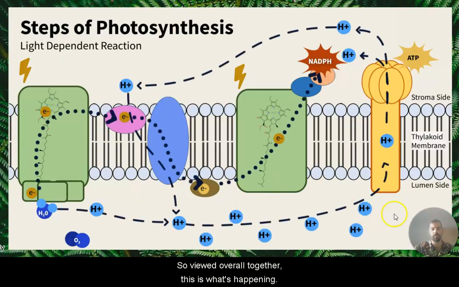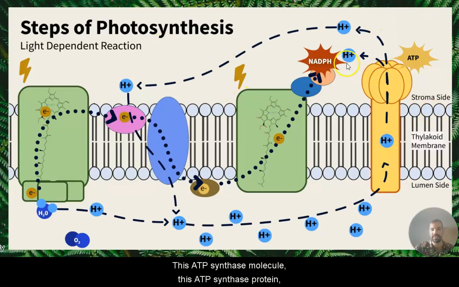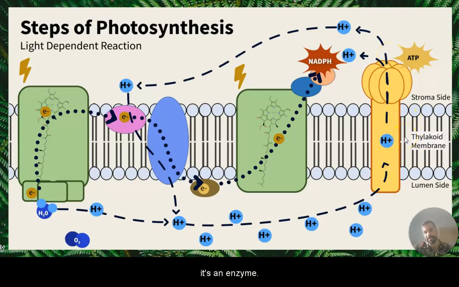So viewed overall together, this is what's happening. That electron gets excited, gets passed over, that pumps some hydrogens. Then it gets excited again, it ends up on NADPH, and then those hydrogens power this ATP synthase protein. It's an enzyme. That's why it has an ACE. Embedded in the thylakoid membrane, that produces a bunch more ATP. So we've got NADPH and ATP produced thanks to light and the input of water.